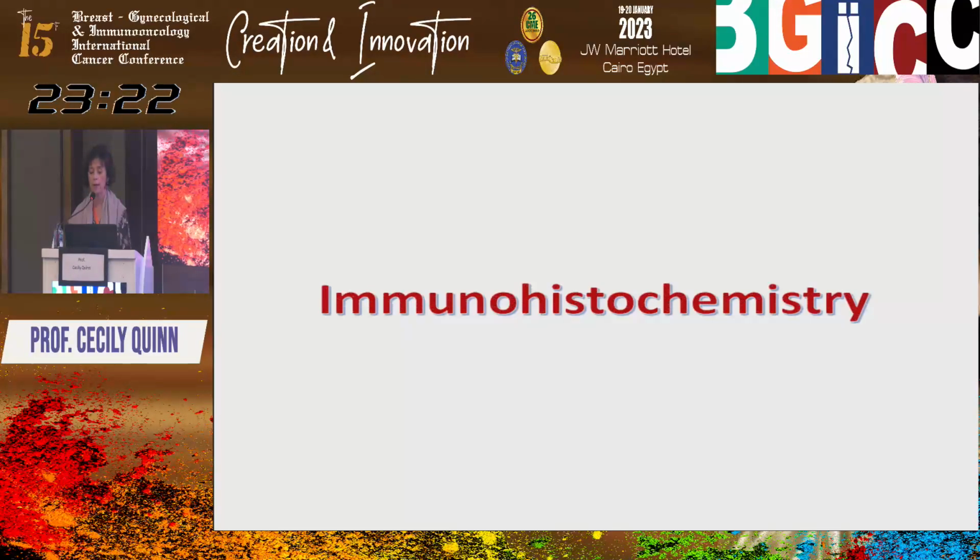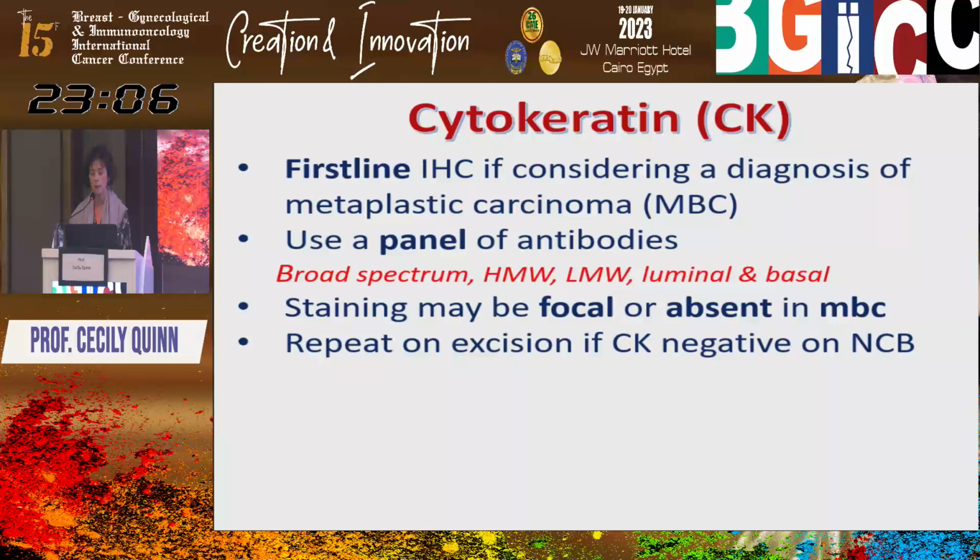So clearly, when we're evaluating spindle cell lesions, immunohistochemistry is hugely helpful. And for many laboratories, it is still the mainstay. Most working laboratories at this stage do not have full access to molecular studies. I'm not going to go through all the immunohistochemistry stains that we use, but just to mention a few. Cytokeratin is clearly our first-line stain if we're considering a diagnosis of metaplastic carcinoma. And that's really our top differential in both bland-appearing and malignant-appearing spindle cell lesions.